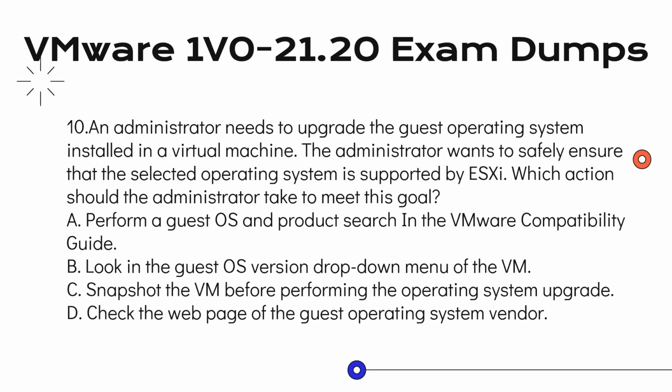10. An administrator needs to upgrade the guest operating system installed in a virtual machine. The administrator wants to safely ensure that the selected operating system is supported by ESXi. Which action should the administrator take to meet this goal? A. Perform a guest OS and product search in the VMware Compatibility Guide. B. Look in the guest OS version drop-down menu of the VM. C. Snapshot the VM before performing the operating system upgrade. D. Check the web page of the guest operating system vendor.